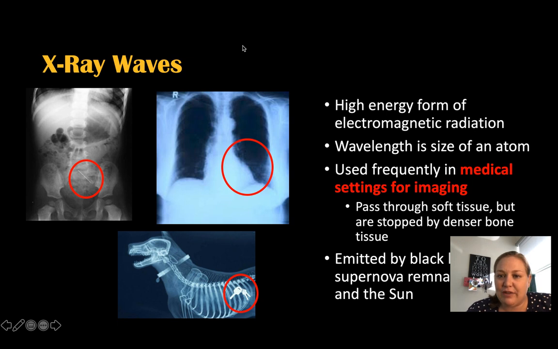All right, X-rays, we're getting real high. They are a high energy form of electromagnetic radiation. Wavelength is about the size of an atom. Frequently, we're using them in medical settings because they pass through soft tissue, but they're stopped by denser bone tissue.